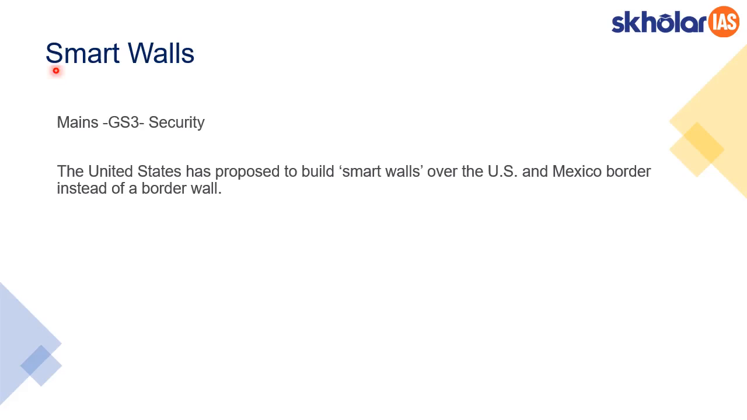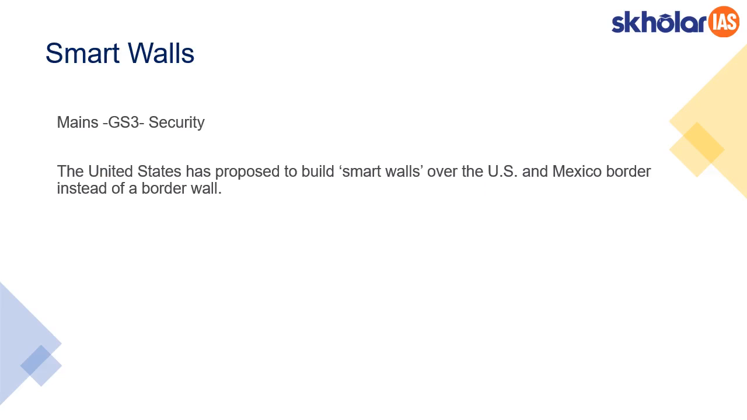First issue is with respect to smart walls. This particular topic is important in the GS3 security portion. Now India is trying to build smart walls or smart fencing mechanisms on the border along Pakistan and the Bangladesh border. So coming to the issue, the news is that the United States has proposed to build smart walls over the US and Mexico border.